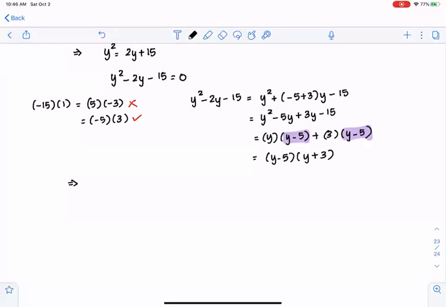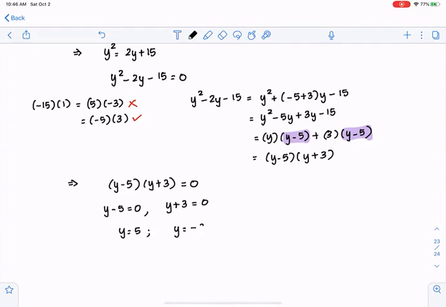So the factored version is y minus 5 times y plus 3. And we are going to set it equal to 0 to solve. Set each factor equal to 0, which would mean y is equal to 5 and y is equal to -3.